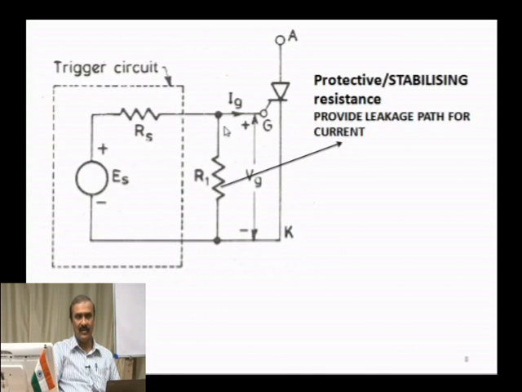This resistance you are going to find in most of the gating circuits, which is required for a leakage path for the current. Without it, it can damage your SCR, or your gate cathode junction will be crowded with electrons and holes and it gets damaged. So, this is a damage control resistance. This is also an important criterion before you design a trigger circuit.